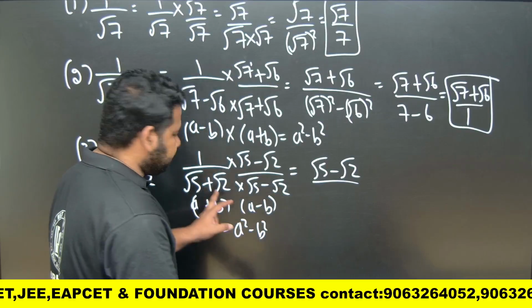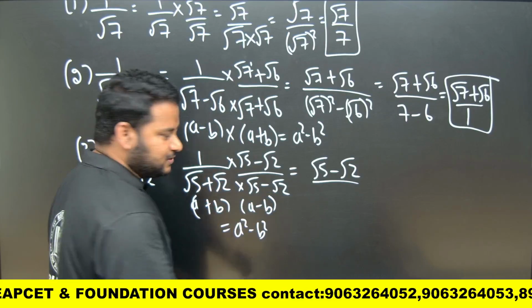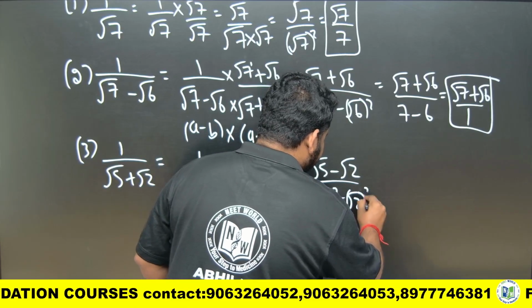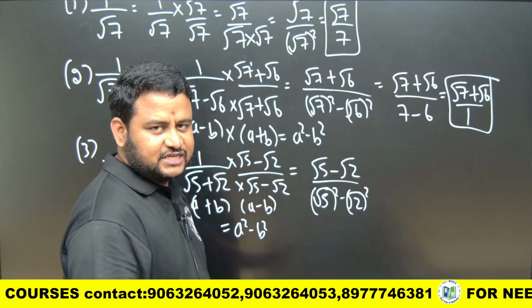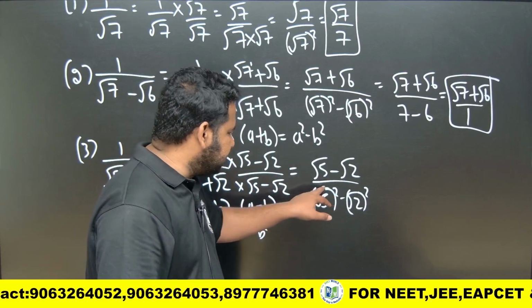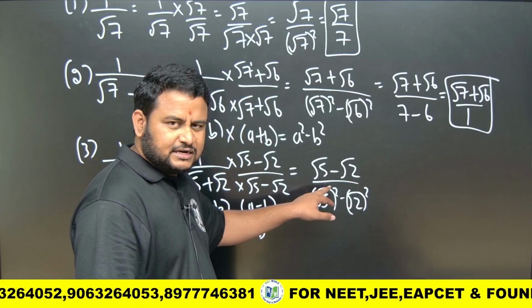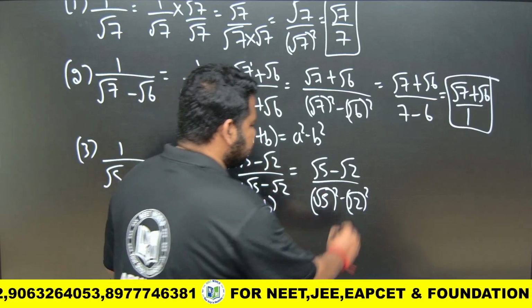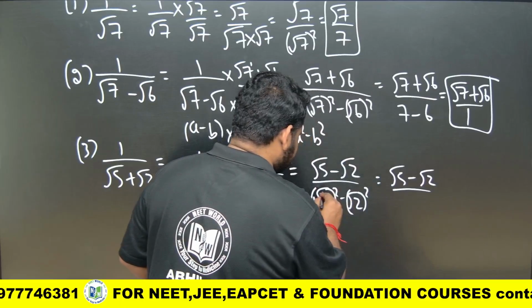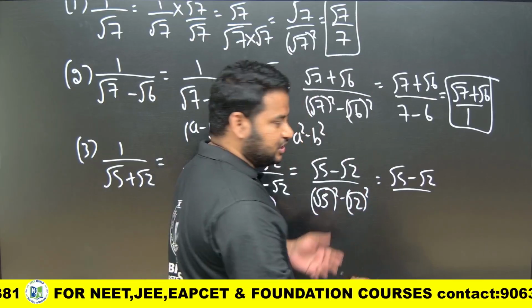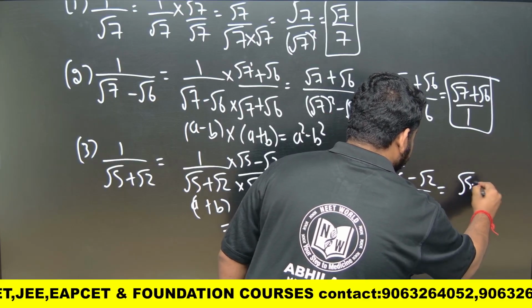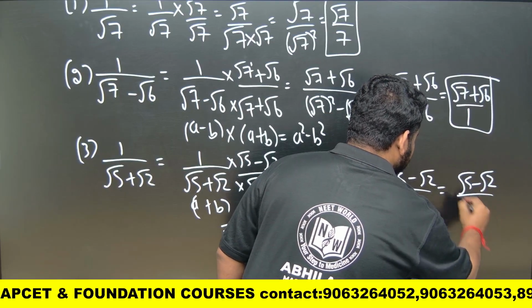So this becomes root 5 plus root 2 into root 5 minus root 2, which is root 5 square minus root 2 square. If the same irrational number is multiplied by itself, you get the same number, so root 5 square becomes 5 itself. The square and square root will get cancelled, you can think like that. So this will become root 5 minus root 2 divided by 5 minus 2, which is 3.